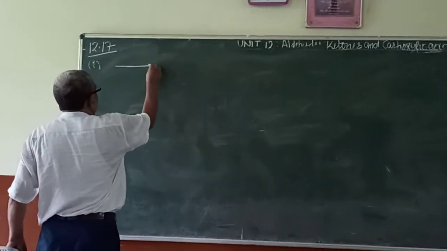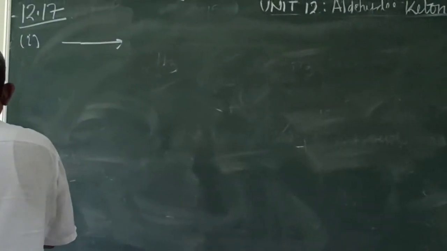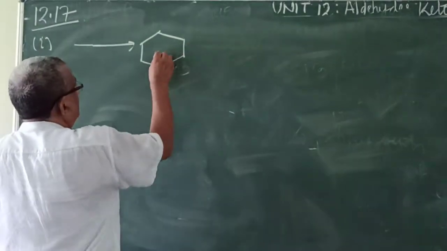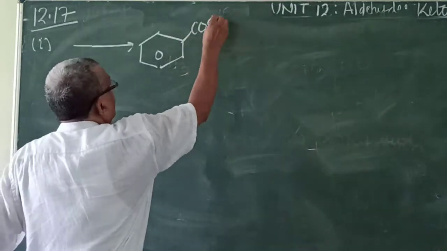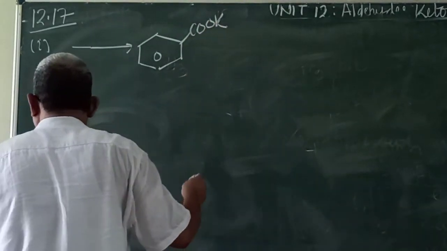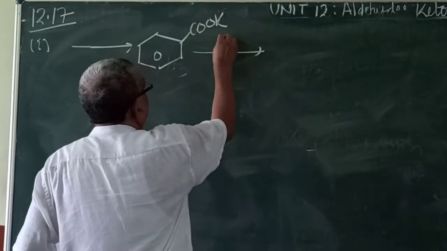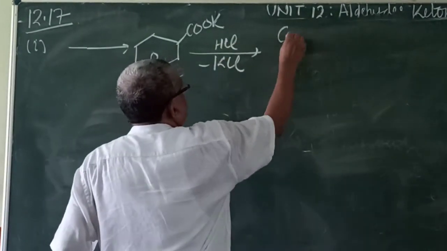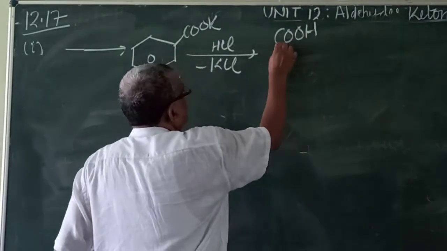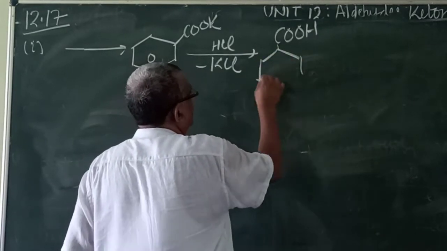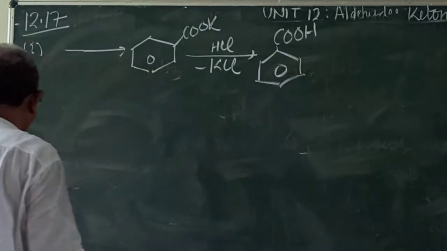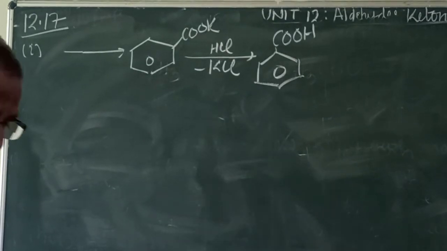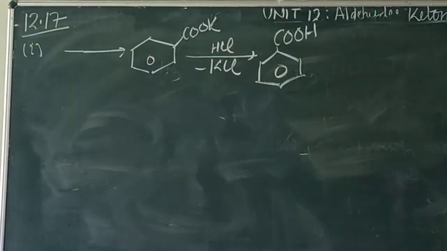So, after the arrow, the answer will be this. Be careful here, please. COOK. This on treatment with HCl, KCl goes out, and this gives you benzoic acid. This is the first one. Now, what is the second one?